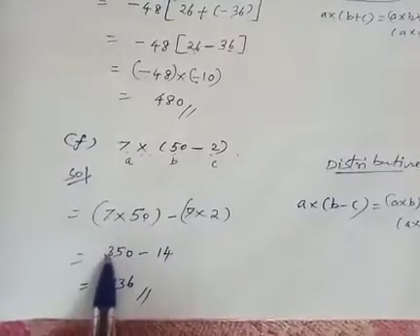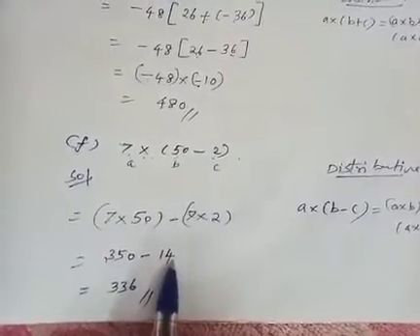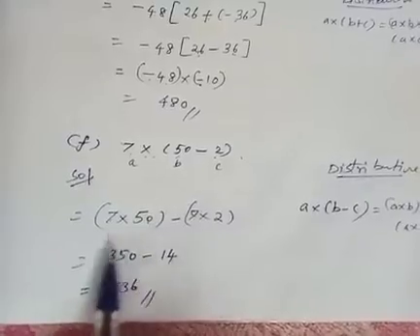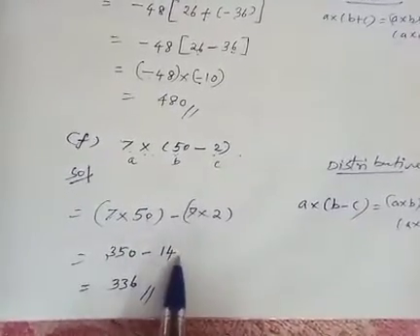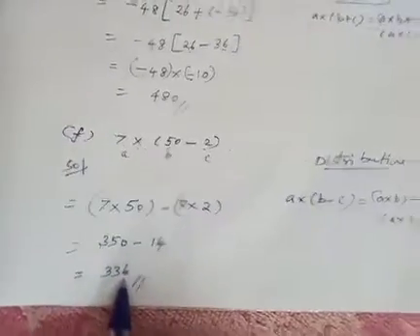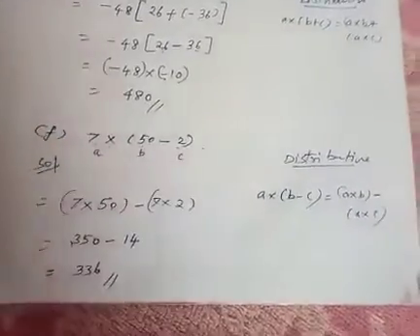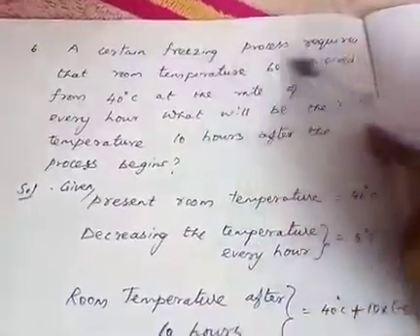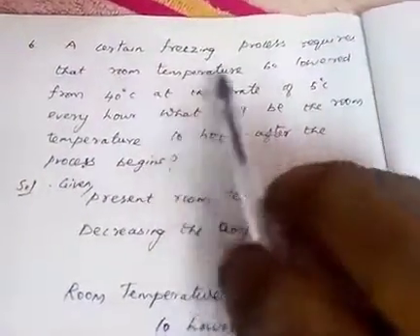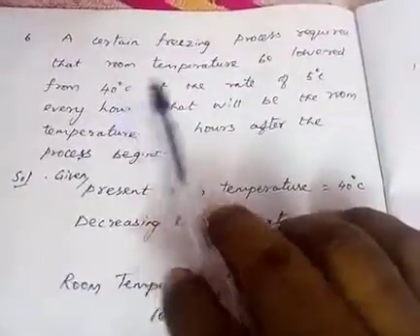So one number is positive, another number is negative. So different signs, we have to subtract the smallest number from the biggest number. So 350 minus 14, so the answer is 336.